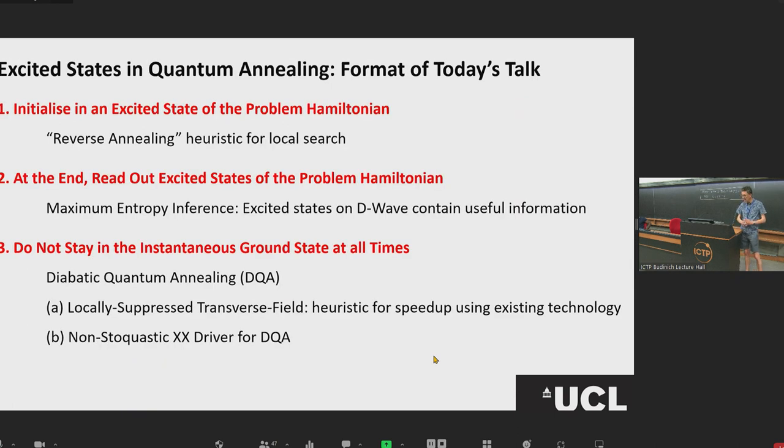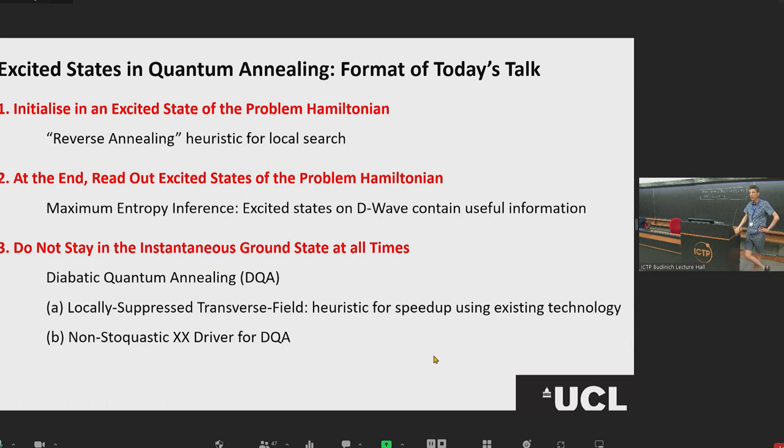Okay, so here's the format of my presentation today. We're going to start with a couple of brief looks in sections one and two of initializing in the excited state of the problem Hamiltonian. So this is what you might call reverse annealing. I'll speak very briefly about that. And then I'll move on to talk about reading excited states at the end of the problem Hamiltonian, talk briefly about some experiments we did a few years ago now on maximum entropy inference on the D-wave machine.